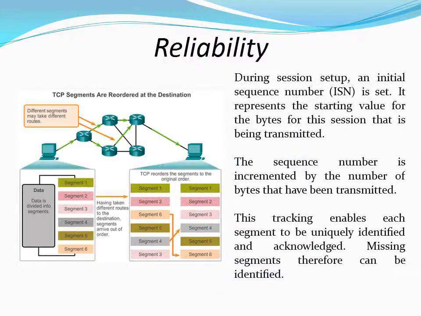Reliability. During session setup, an initial sequence number, ISN, is set. It represents the starting value for the bytes for this session that is being transmitted. The sequence number is incremented by the number of bytes that have been transmitted. This tracking enables each segment to be uniquely identified and acknowledged. Missing segments can be identified.